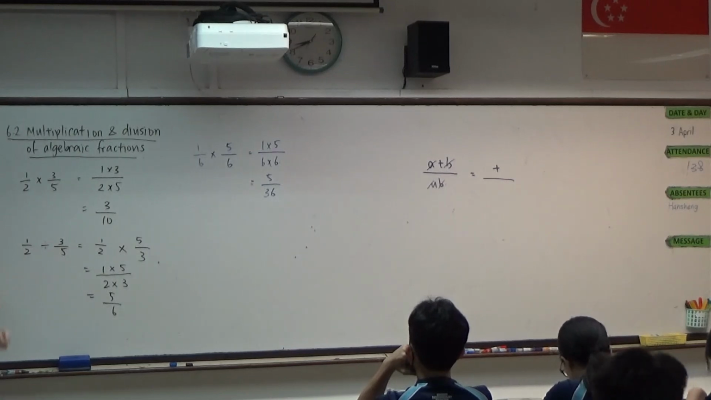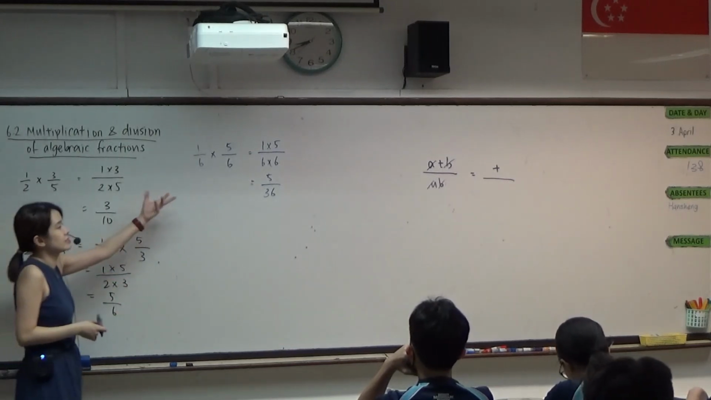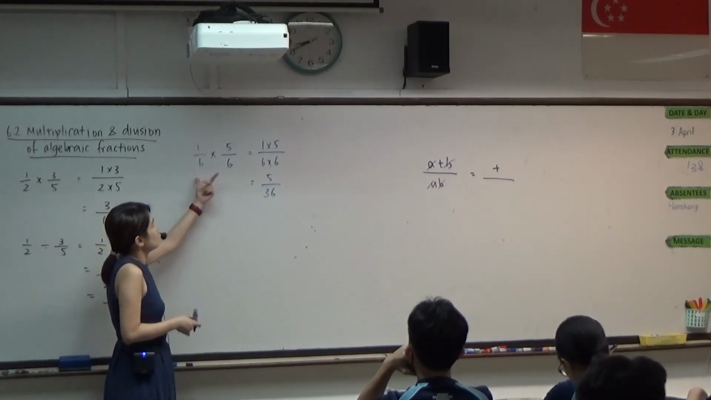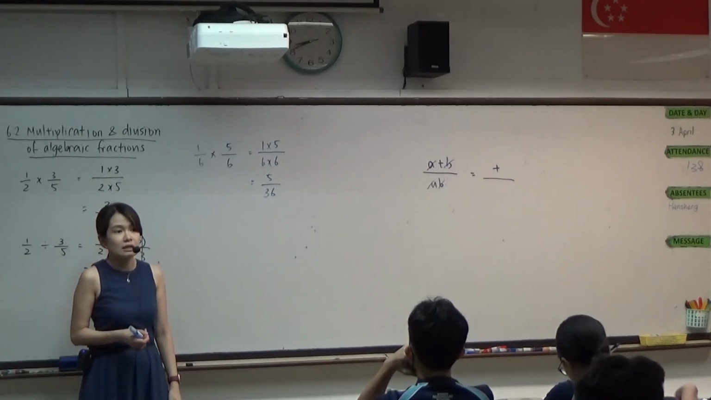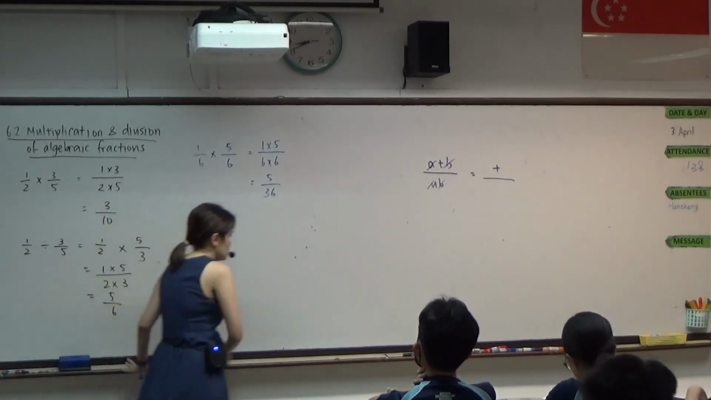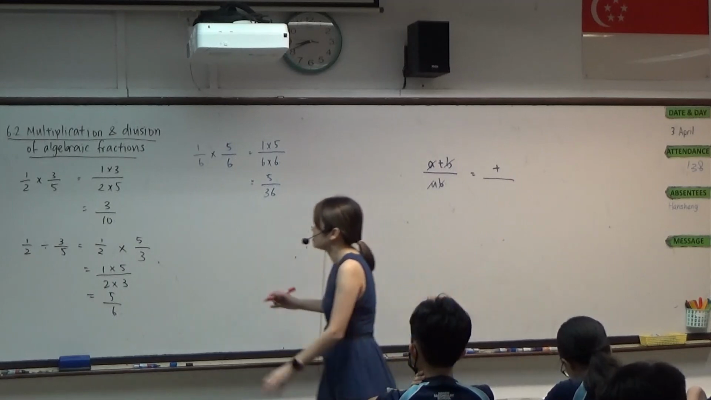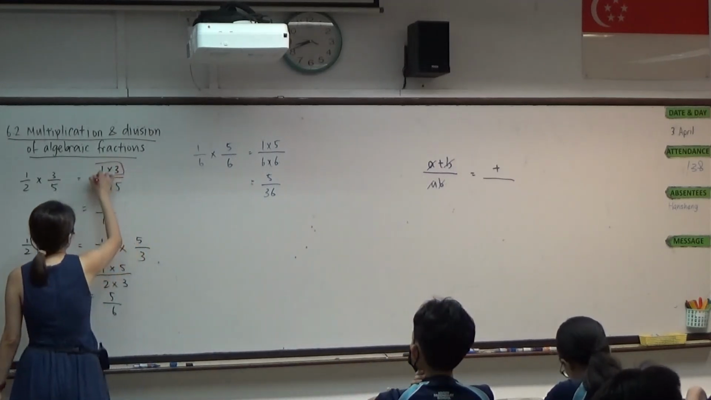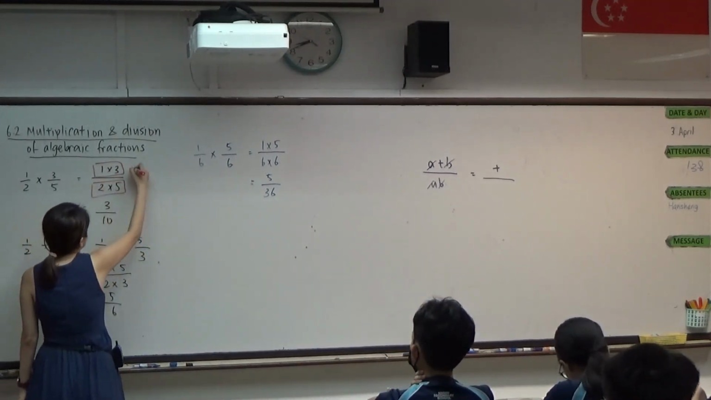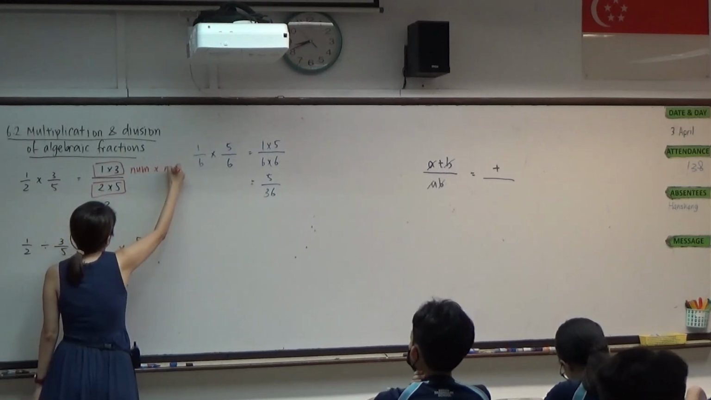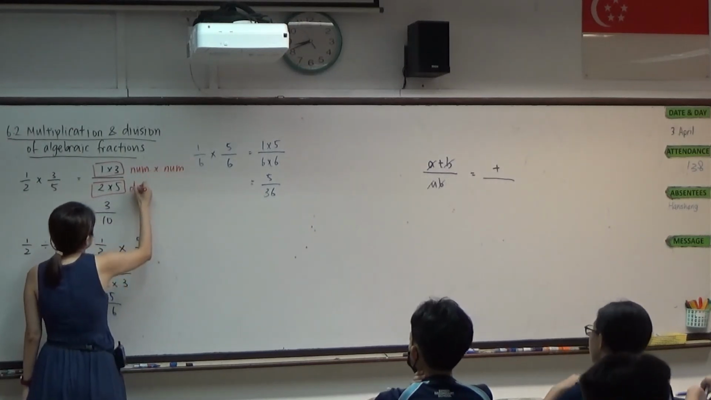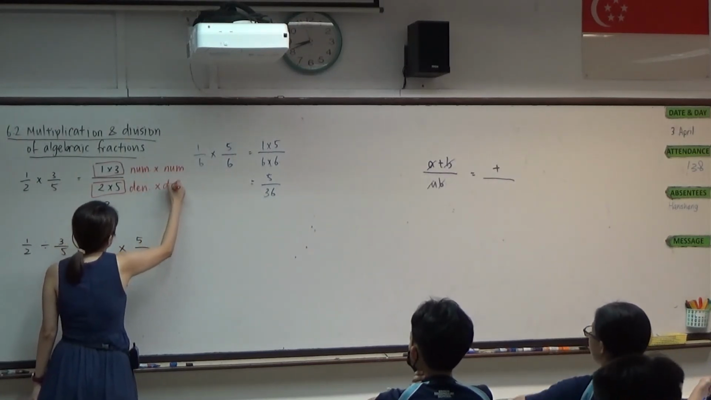Why is it that people get confused? Because they think of addition of fractions. When the denominator is the same, they forget to multiply the denominator. So the concept is always numerator with numerator, denominator with denominator. I'm writing it short, denominator times denominator.